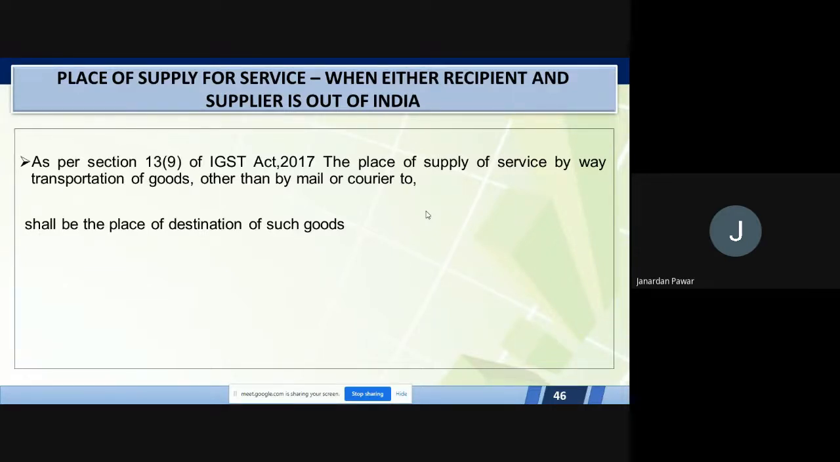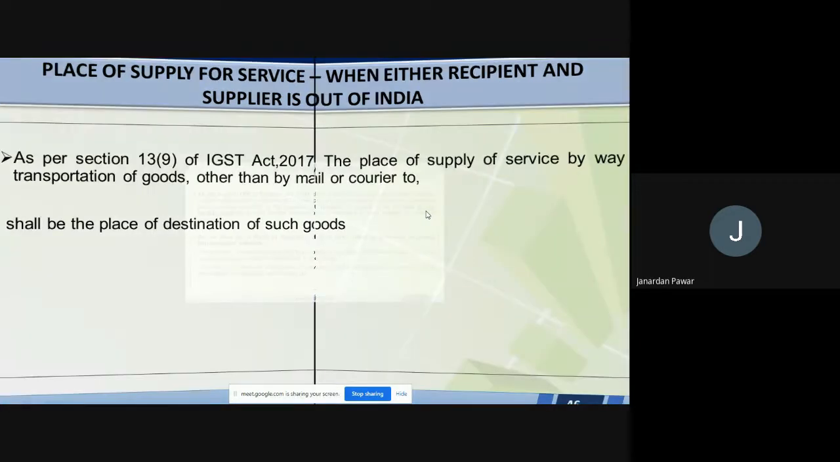So Baramati is the destination. It means Baramati is the place of supply. Getting my point? This is how we decide according to Section 13, subsection 9 of the IGST Act about the place of supply. And the condition is when either the recipient or the supplier is out of India.